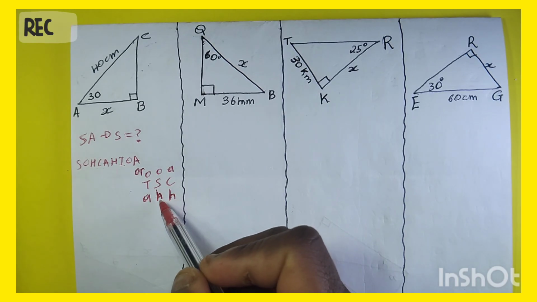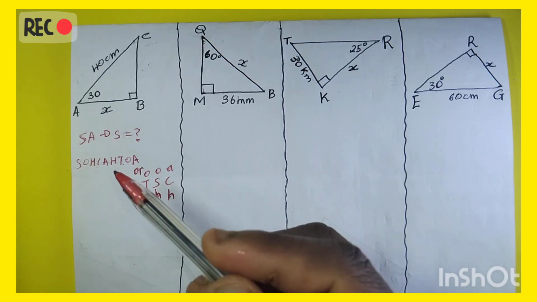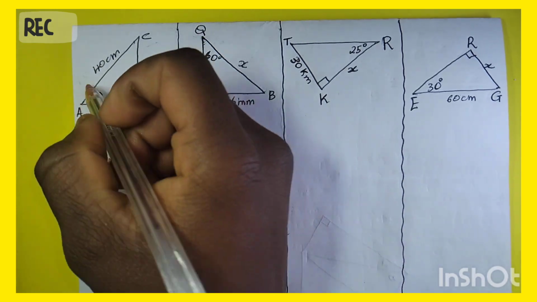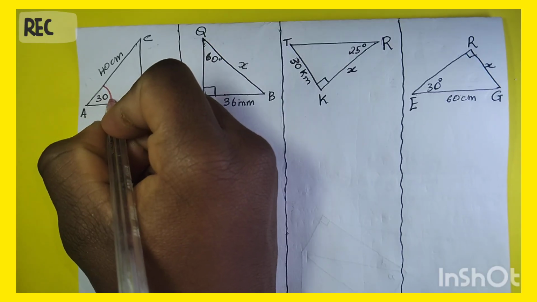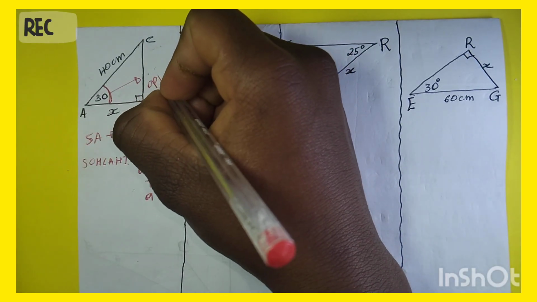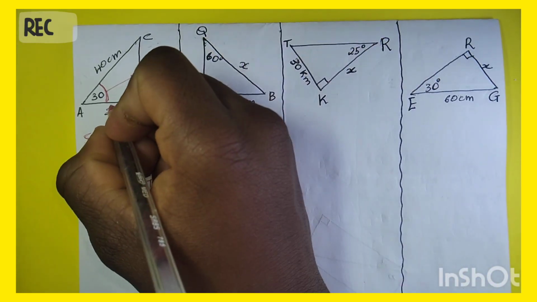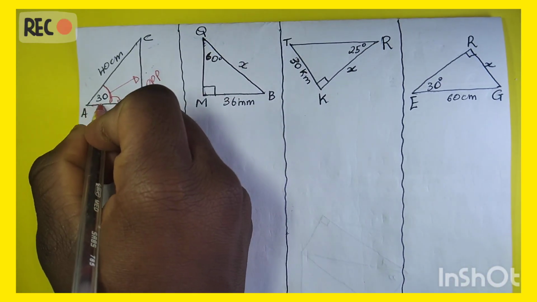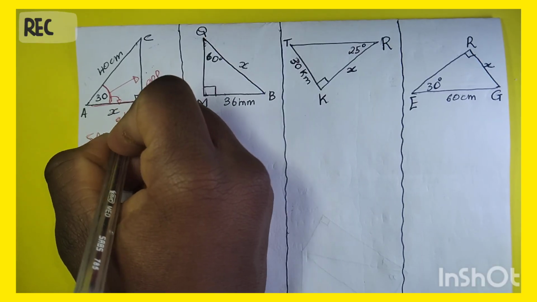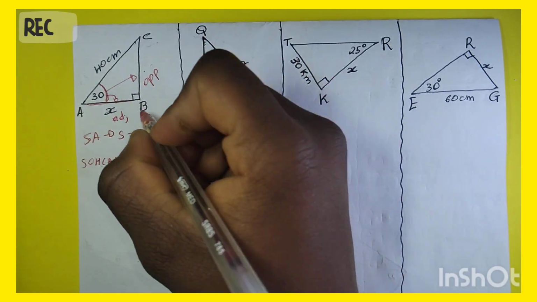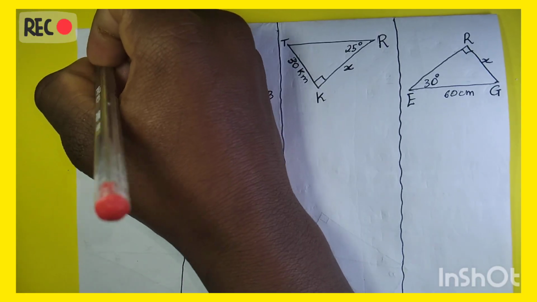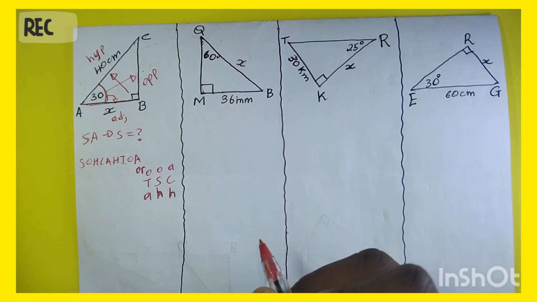So now what I will do, guys, I will identify all the sides according to this triangle. When you identify all the sides, you should look at the angle that you are given. Then the side which is opposite that angle, that is what you call the opposite side. And the side which is next to that angle, it is what you call adjacent. But the side which is opposite 90 degrees, all the time, it is what you call the hypotenuse. You see.